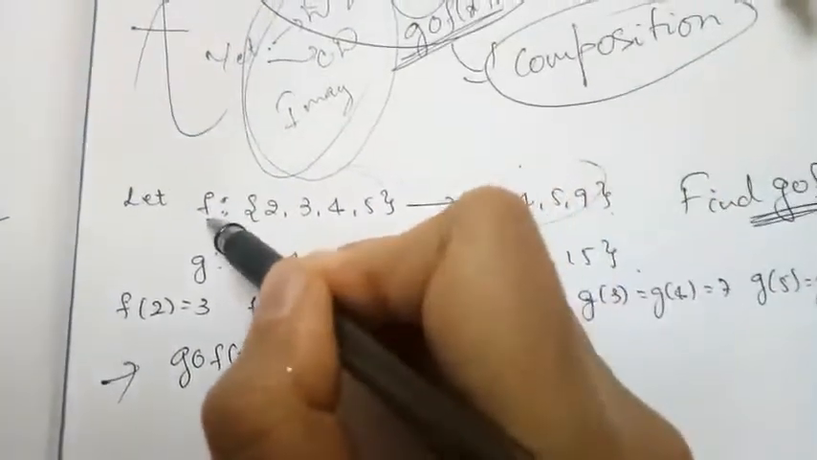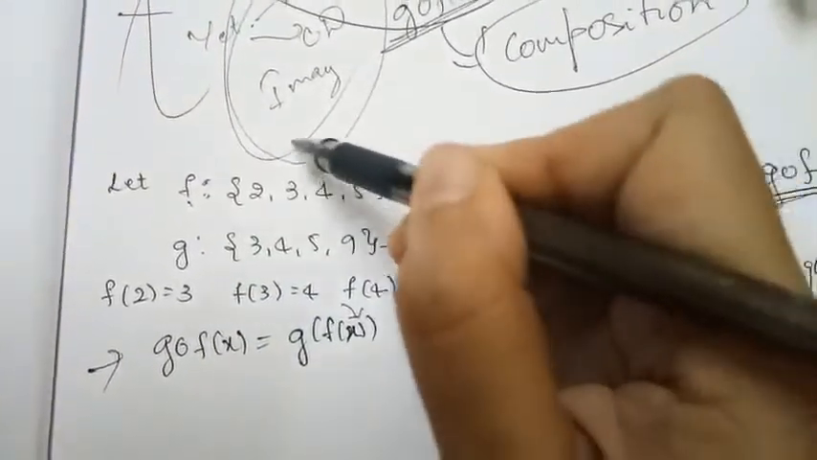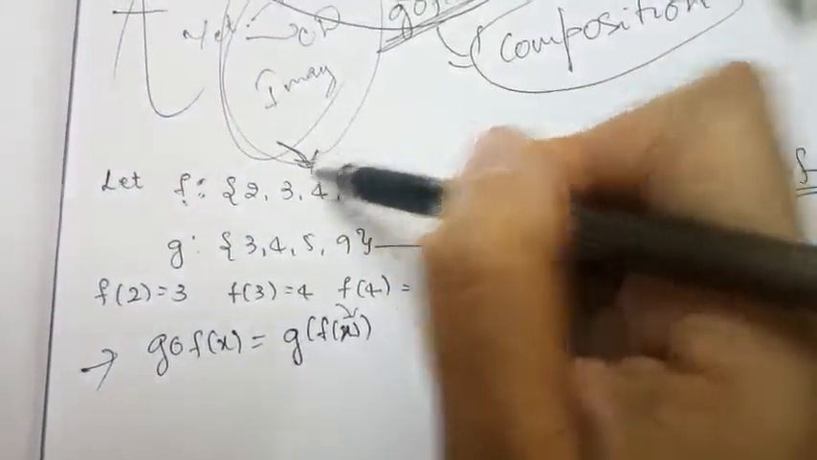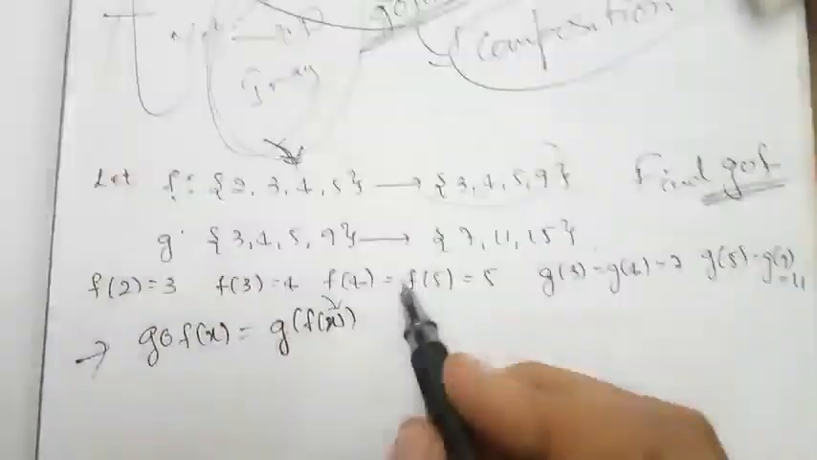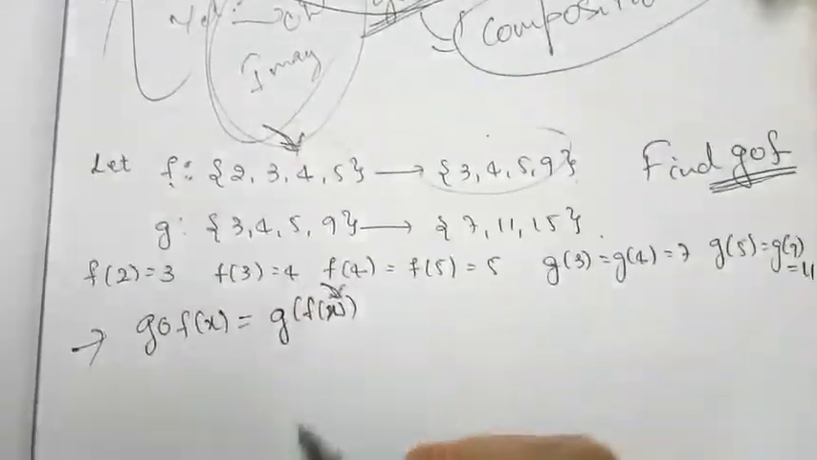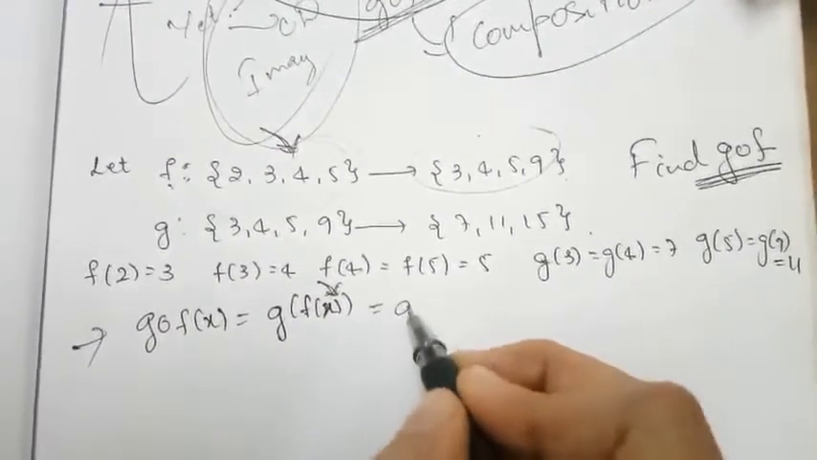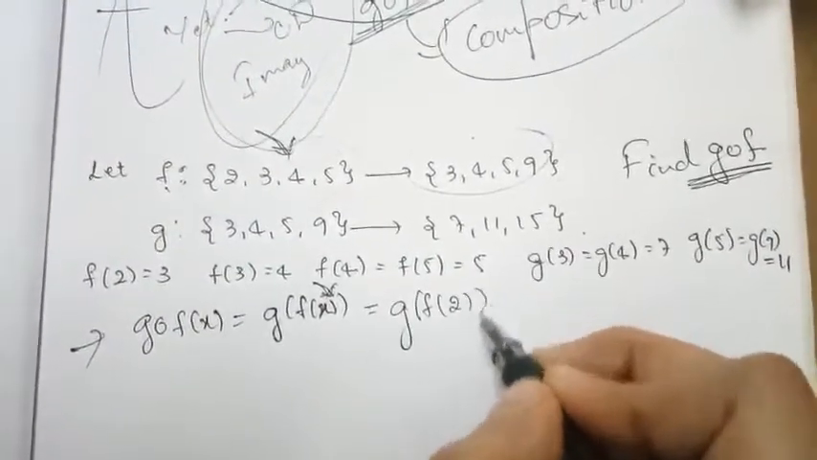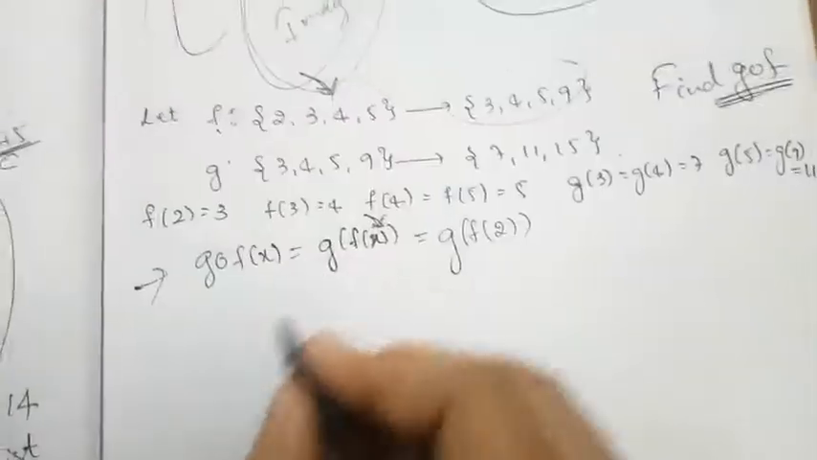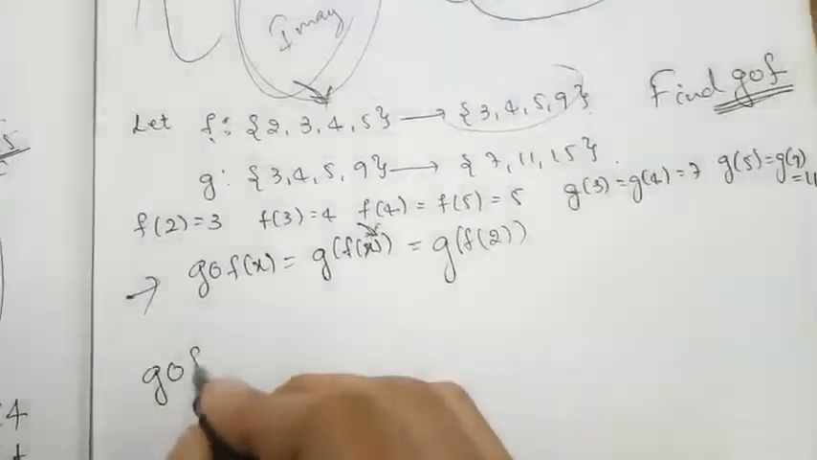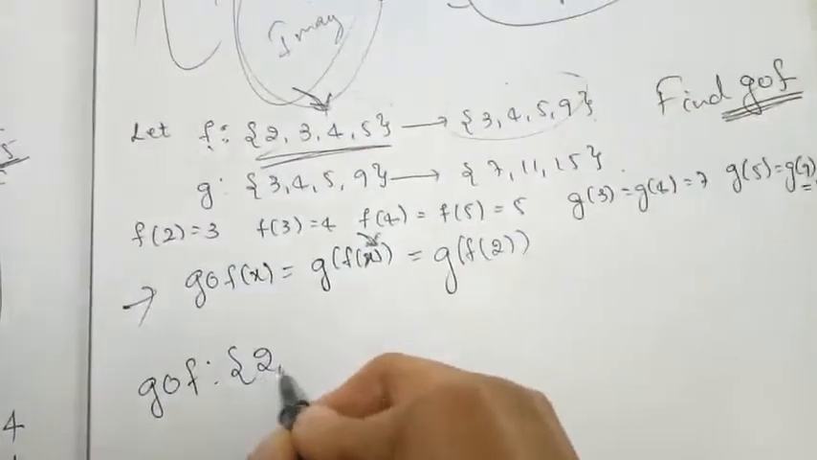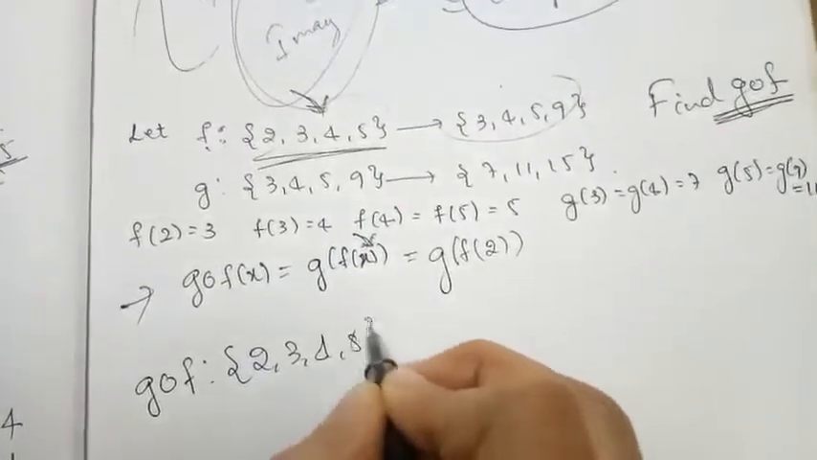So to get the image of the function f, what values are you inputting? You are inputting the values of the domain of the function f. So here what you are going to input for this x is nothing but g of f of 2. One thing is clear: when I say gof function, its domain is nothing but this one, 2, 3, 4 and 5.